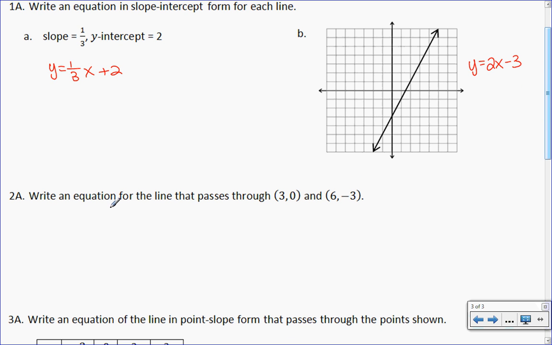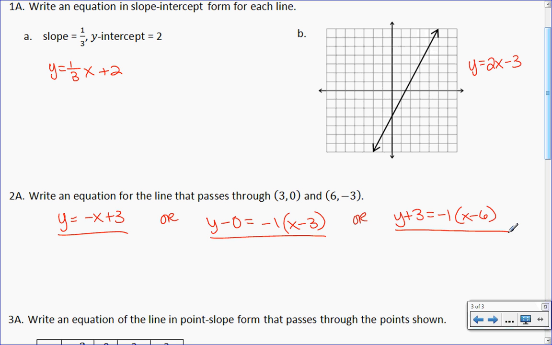For 2, there are a few different equations that you could have had. So I'm going to write all 3 of these. You could have had any of these 3. So if you have y equals negative x plus 3, that's fine. Or you could have had y minus 0 equals negative 1 times x minus 3. Or if you use the other point, you could have had y plus 3 equals negative 1 times x minus 6. Any of these 3 are perfectly acceptable answers.